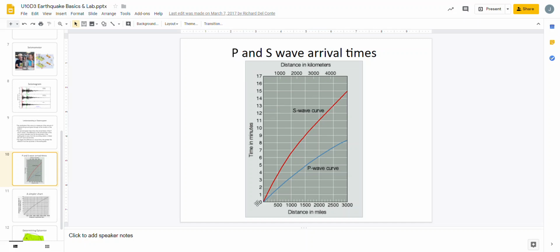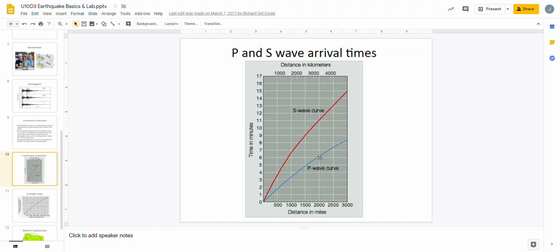Let's say you have an earthquake at some time 0. Start the stopwatch at the moment you have an earthquake. Take a look at this for a second and go up to about 6 minutes. You can see that in 6 minutes the P wave has been able to go 2,000 miles.